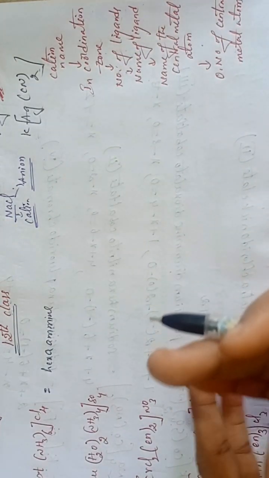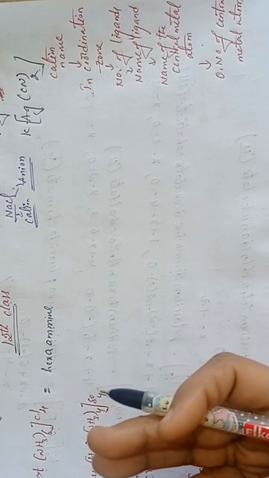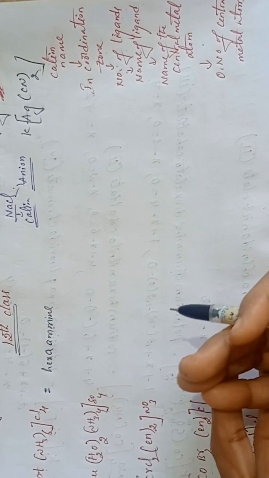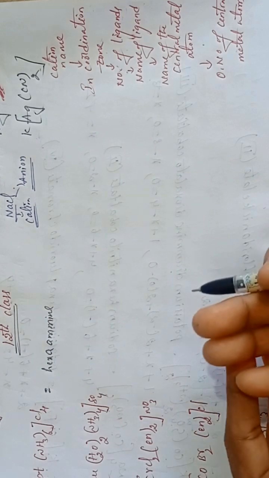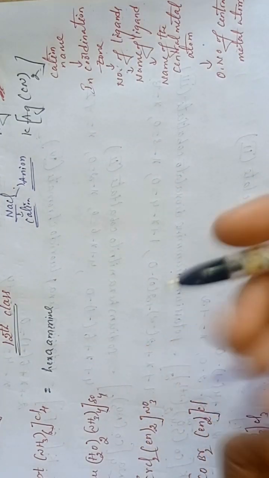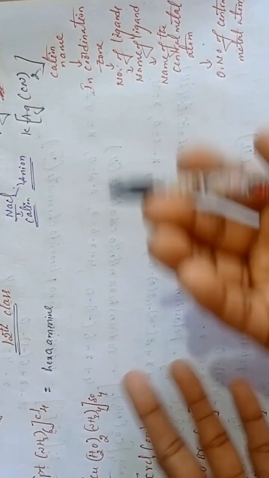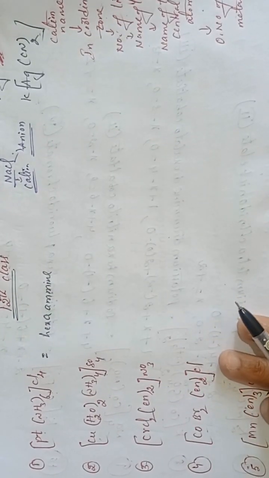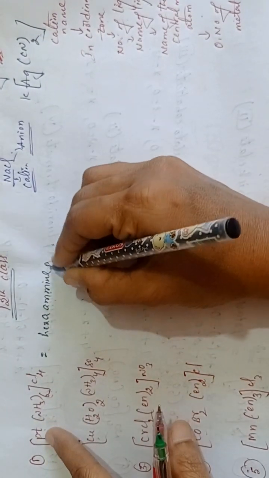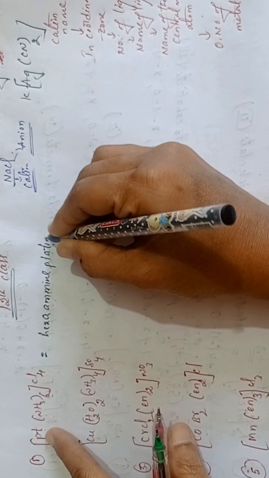So when you are writing the name of the central metal atom, students, if the coordination zone is a cationic complex, then you have to write the metal name as it is. So that means platinum only, copper only. Are you understanding? So hexa, amine, platinum. Platinum as it is you should write.